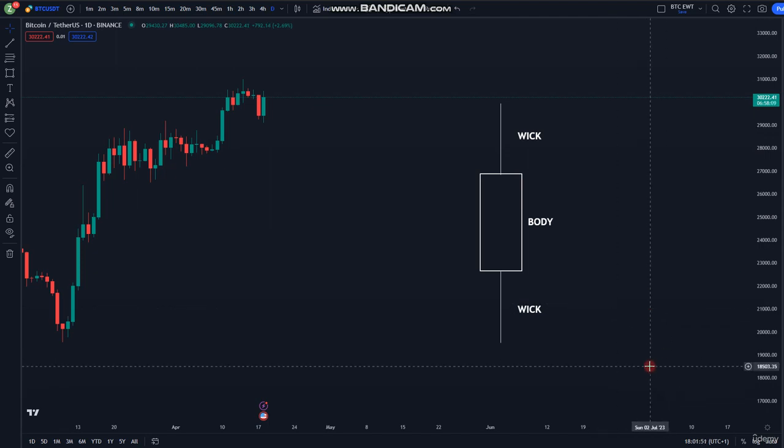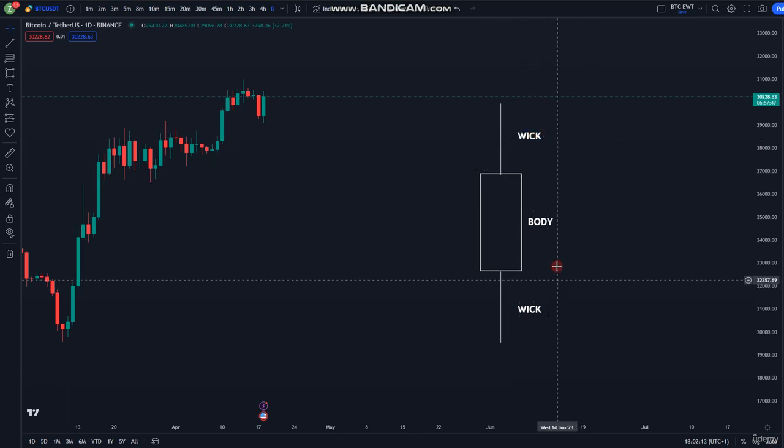Okay, so to get you started, I'm going to go from the very basics and quickly tell you about what you are looking at when you are looking at these candlesticks. Each bar on a chart is what we call in the trading community a candlestick. The reason we call it this is because when you break down what you're looking at, you have a body and then two wicks on either side.